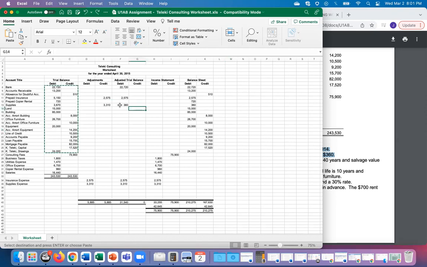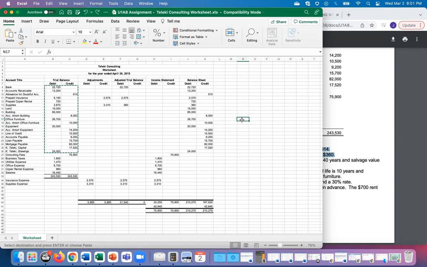So basically what I'm trying to say is you need to move the balances across the worksheet into their applicable sections, whether they were adjusted or not. Okay. The numbers won't change if there were no adjustments. The numbers will change over here on the right hand side if you've made adjustments. Okay, hopefully that doesn't confuse things, but anyway. All right, so we've got that.